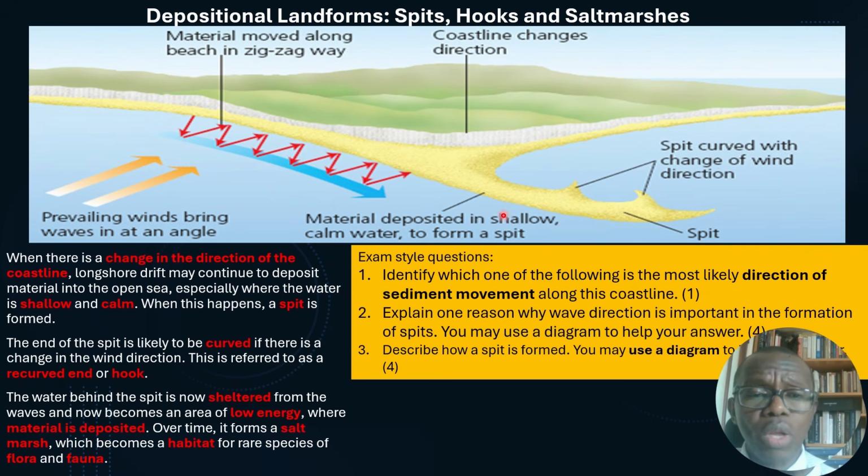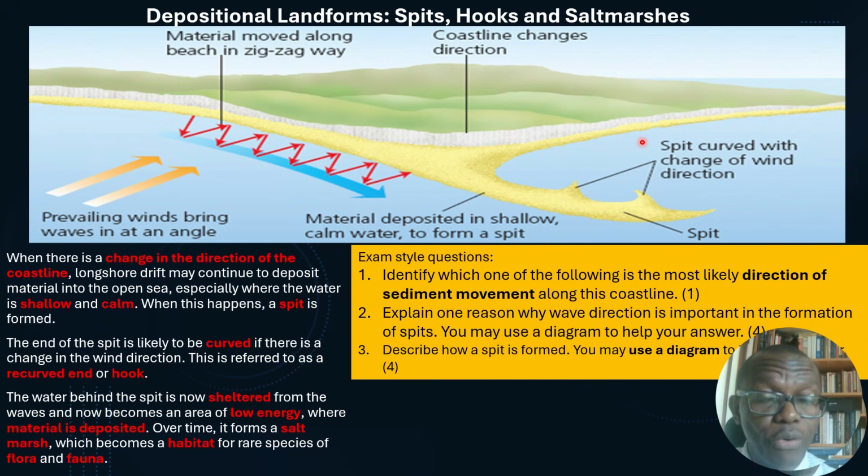Now, of course, there is also likely to be a change in wind direction, like we said, especially when there is a coastline change as well. So if the winds are going to be blowing from this direction here, it's likely to cause this spit here to begin to curve. As you can see, the spit is now becoming a little more curved because the wind direction has changed. So it's curved there and it's curved there as well. And as you can see here, it's starting to curve slightly again. Now, these ends where the spit has curved are referred to as hooks.